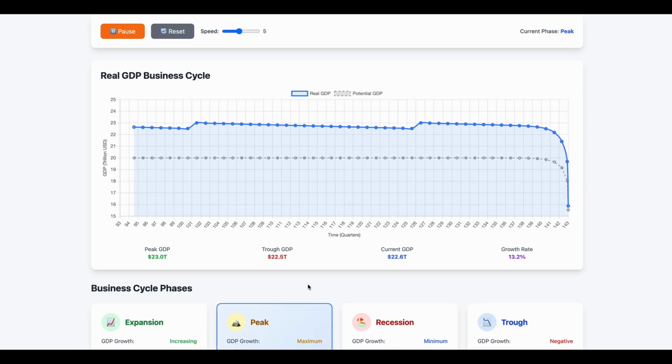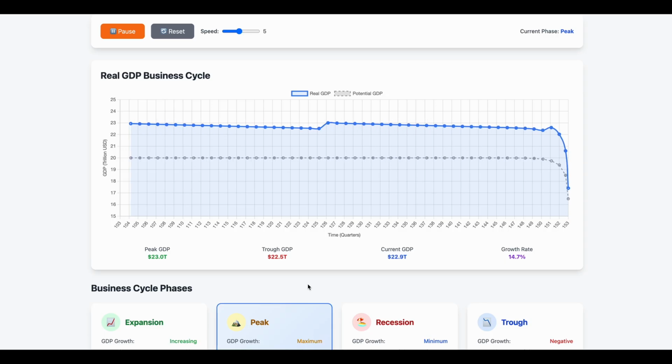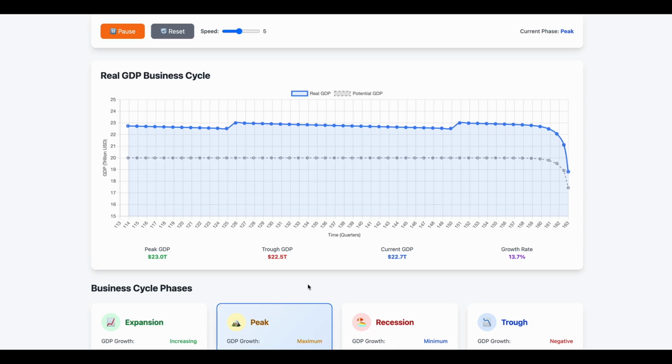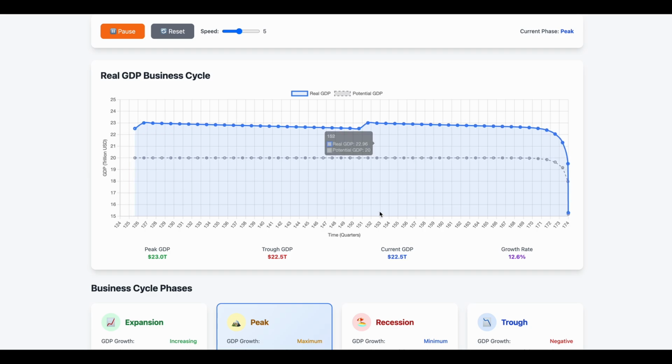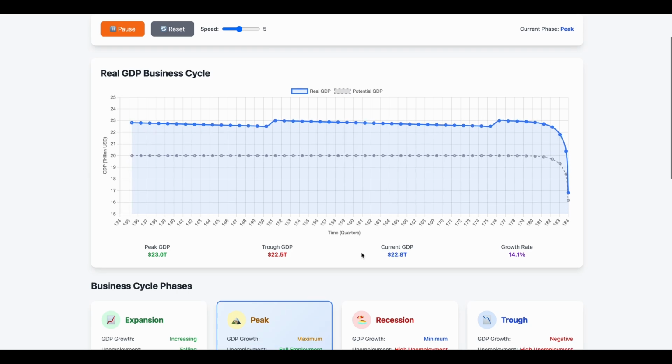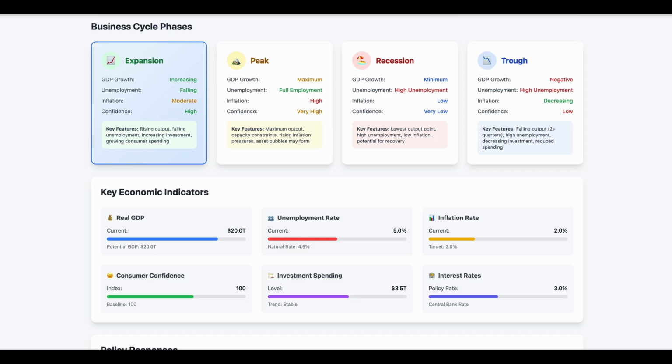The economy is at times in a recession, at times it's expanding, at times it's reaching a peak. A lot of changes are visible in the economy at the same time. Let's look at the key economic indicators like real GDP, unemployment rate, inflation rate, consumer confidence, investment spending, and how interest rates are affected when different phases of the business cycle are visible in the economy.